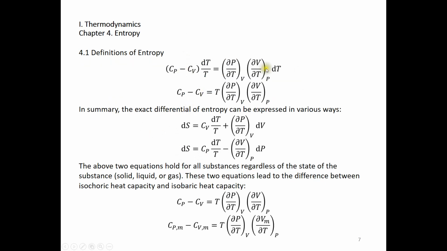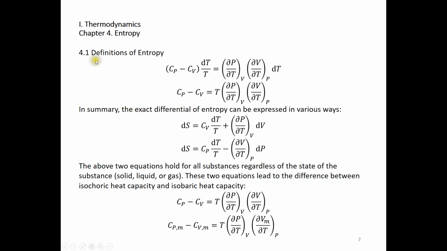So we have this expression. Again, we're going to cancel dT and dT. Both sides multiplied by temperature. We have the expression for Cp minus Cv. It's temperature times ∂P/∂T times ∂V/∂T. Over here we have volume in the subscript. Over here we have pressure in the subscript. So again, this is the analytical expression for Cp minus Cv for all substances, regardless of the state, whether it's a gas, a liquid, or a solid. We can always use this equation.